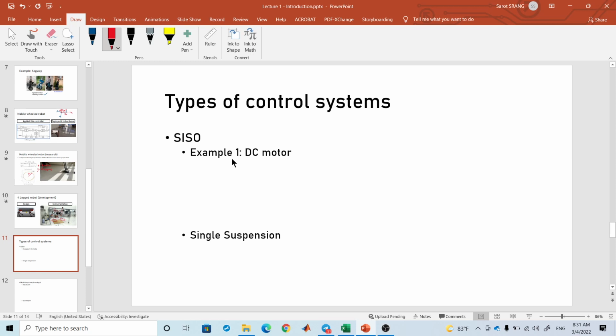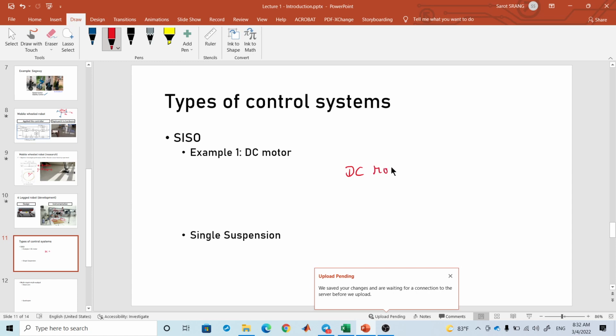And for the output, if you are interested in observing velocity, you want to measure velocity, then it means you want only one output. But if you want output as velocity and also torque, then that will be two outputs. Okay?